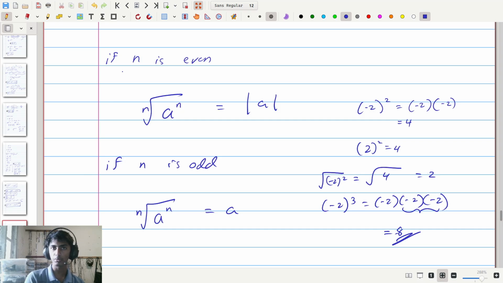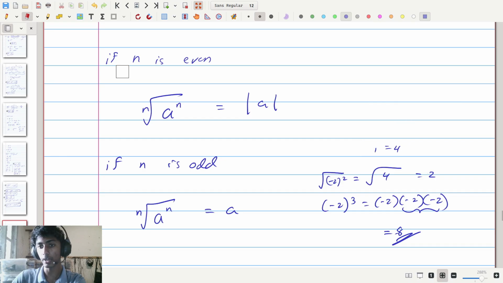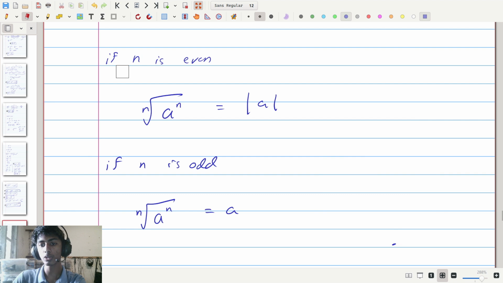Similarly, when taking roots, the sign will be preserved with odd numbered roots, and the sign will be destroyed with even numbered roots. Therefore, we have the property that the nth root of a to the n is going to be the absolute value of a, given that n is even, and the nth root of a to the n is going to be a if the root is odd.